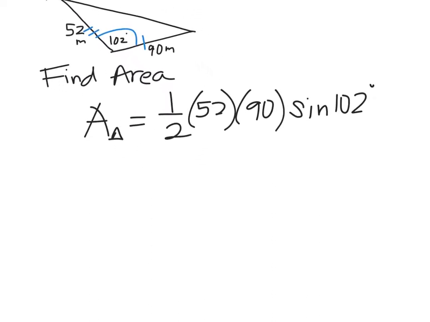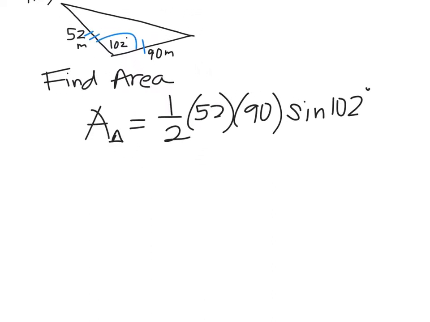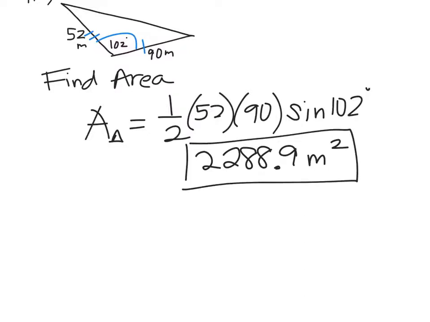All right, and then you get your calculator out. Make sure that you are in degree mode for this. I changed to radians yesterday because I was in calculus using radians. So it's 0.5 times 52 times 90 times the sine of 102. And so you get 2,288.9 square meters. Area is always square units.